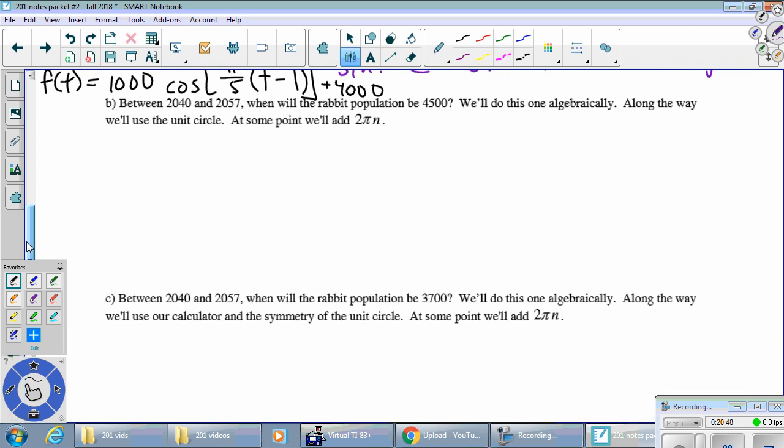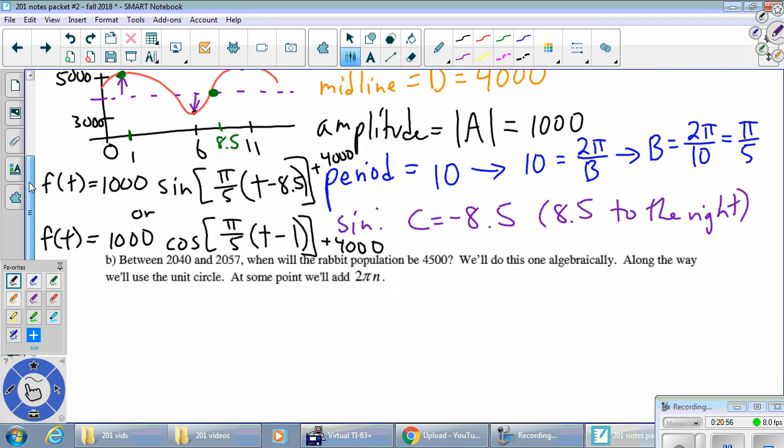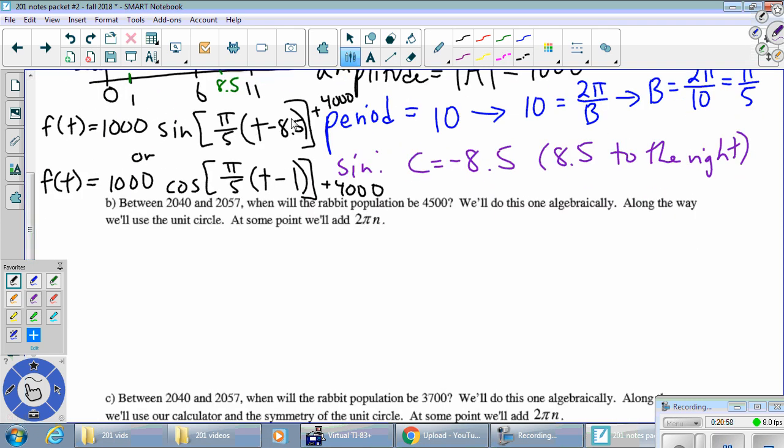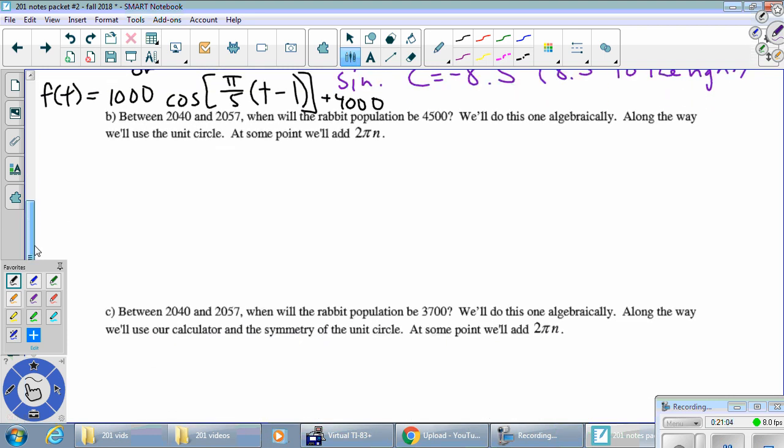Okay, part B says between 2040 and 2057, when will the rabbit population be 4,500? We're going to do this one algebraically. Okay, so it doesn't matter which one we pick. This one has a 1 instead of a decimal number, so I'm going to pick the bottom one. So that'll be the equation that we focus on here. And we're looking to figure out when the population will be 4,500. So that 4,500 is clearly the value of f of t. So we're going to put 4,500 right here and copy the entire equation.